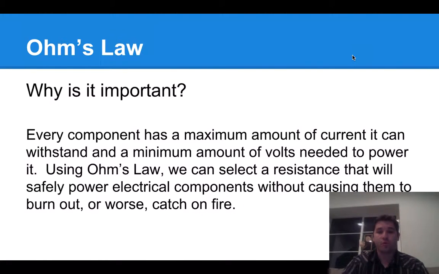So why is Ohm's law important? Well, every component has a maximum amount of current that it can withstand and a minimum amount of volts needed to power it. So it needs a certain number of volts, but it can't have too much current running through it, because if too much current runs through a circuit, if electrons are moving so quickly, then the circuit can short and it can burn out components and it could even start a fire. So resistance is very important because it slows down that current, and we can use Ohm's law to figure out exactly how much resistance we need in order to safely attach components to our circuit.